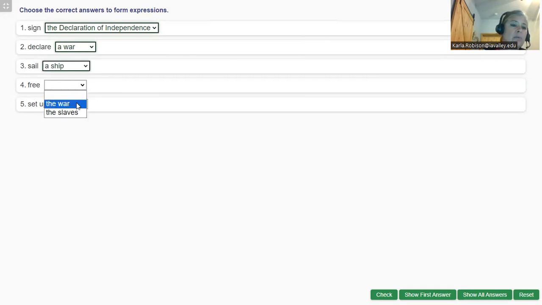Free, we can't really free the war. We would need to stop the war, but we could free the slaves, so the people who were not paid to work. Okay, so I'm going to free the slaves. And if I'm going to set up freedom or colonies, I can't set up freedom because it's more of an abstract idea. We can have freedom, but I can't set it up. But I can set up a town. So that would be setting up colonies.